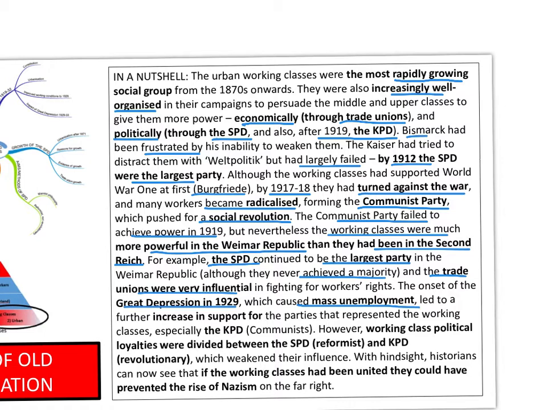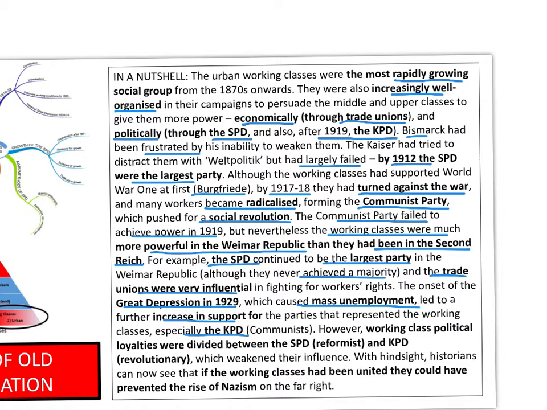Now, in contrast to the artisans and the white-collar workers, whose vote tended to go to the right wing of politics, in other words the Nazi Party, the far right, or the German Nationalist Party, the working class vote on the whole went more to the left wing. So there was a significant increase in support for, in particular, the Communist Party, but also for the SPD.